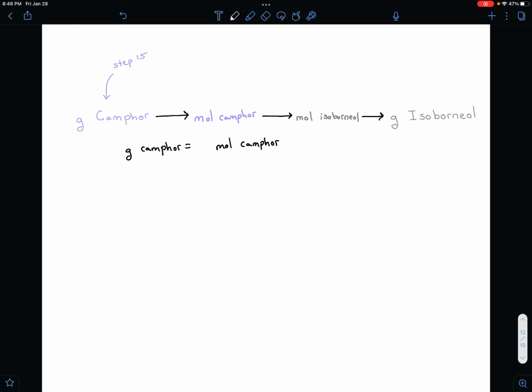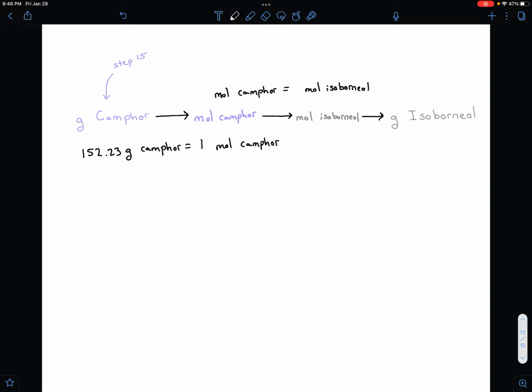And when you relate moles to grams, you use the molar mass. That's the mass of 1 mole. You would look this up. If you looked this up, you would see that the molar mass of camphor is 152.23 grams. So in 1 mole of camphor, there are 152.23 grams. So much for our first conversion. To do our second conversion, we're going to need a second conversion factor. We have to know how moles of camphor relate to moles of isoborneol.